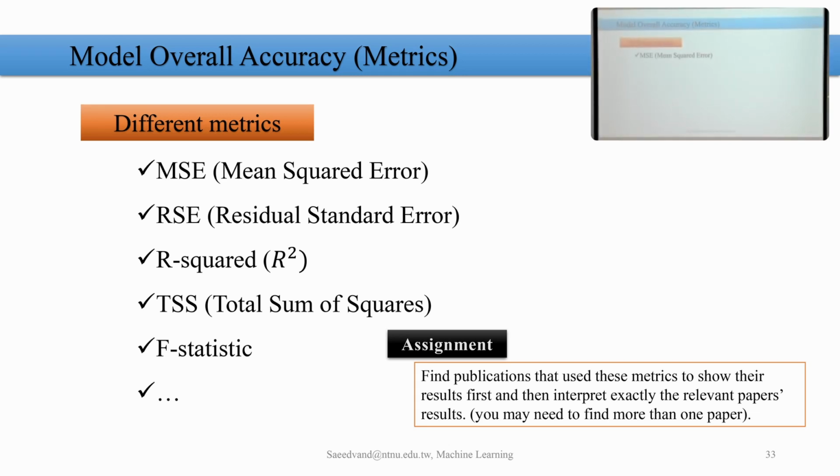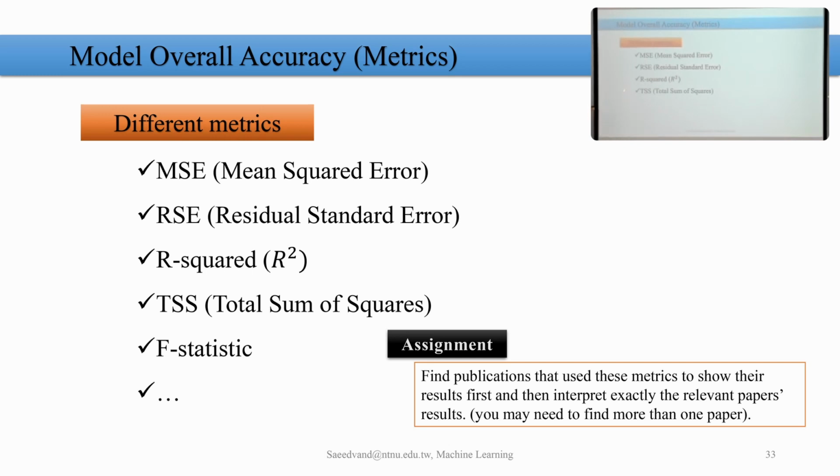So let's have a look at what we want to see. We want to see the mean square error. We already have seen it in the slides, so we don't need to see it again. We want to continue with the RSE, residual standard error. We want to see R squared, usually written R to the power of 2. This is also a very important metric. I think you can see it in over 95% of the publications.